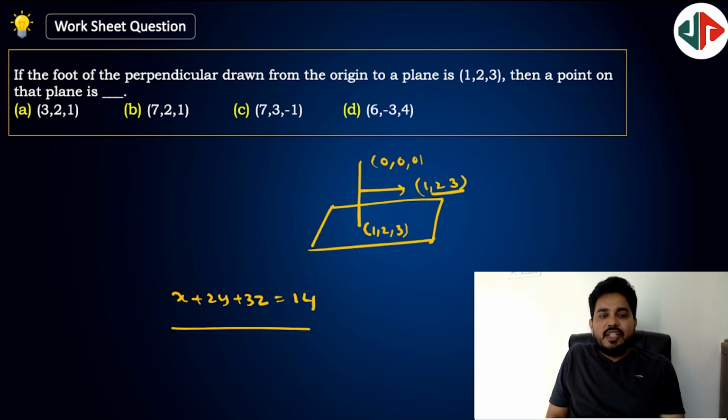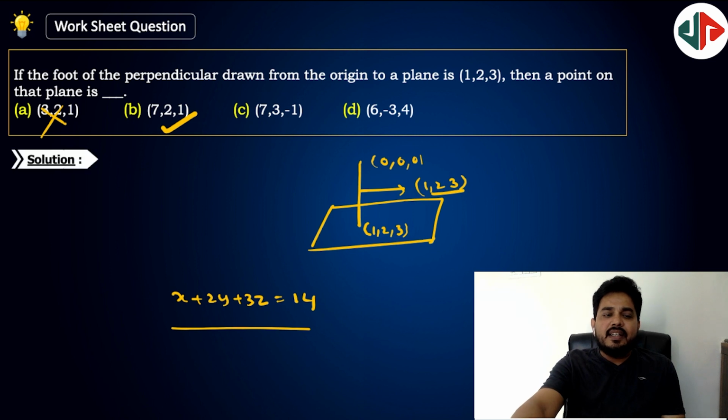So which of these points will satisfy? 3 plus 4 plus 3? No. Next, 7 plus 4 plus 3? Yes. This is the answer.